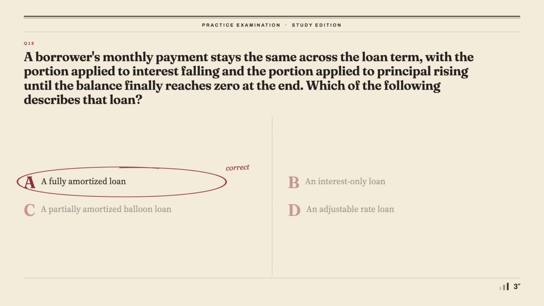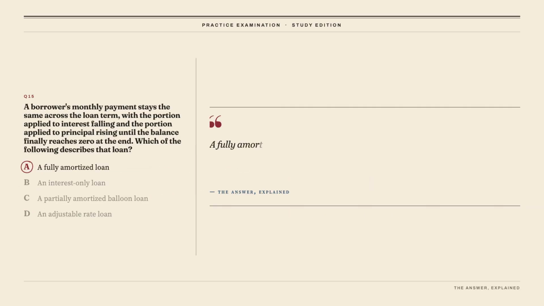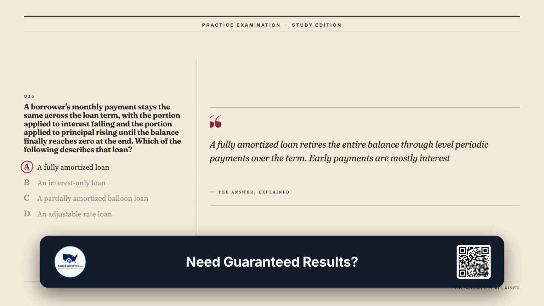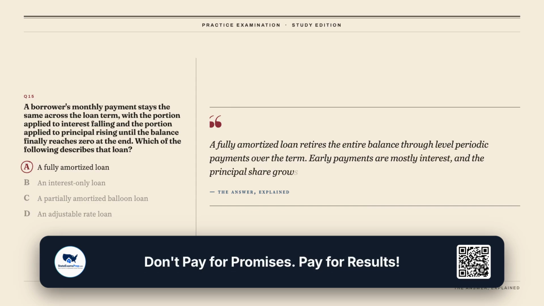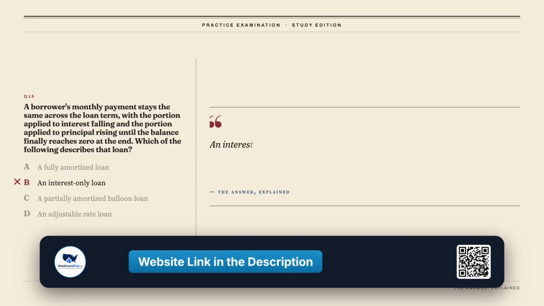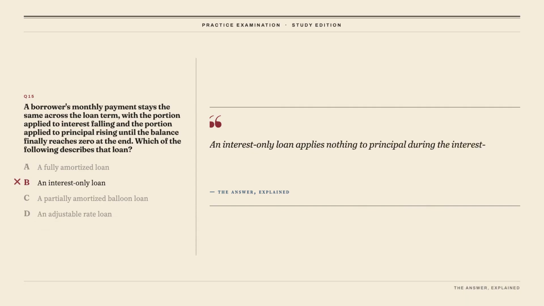The correct answer is A, a fully amortized loan. A is correct because a fully amortized loan retires the entire balance through level periodic payments over the term. Early payments are mostly interest and the principal share grows as the outstanding balance falls. B is wrong because an interest-only loan applies nothing to principal during the interest-only period. The balance stays unchanged, so it cannot reach zero through those payments.